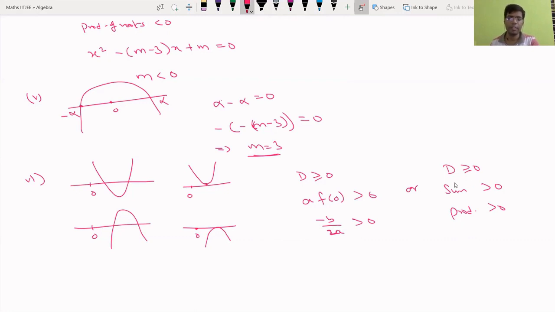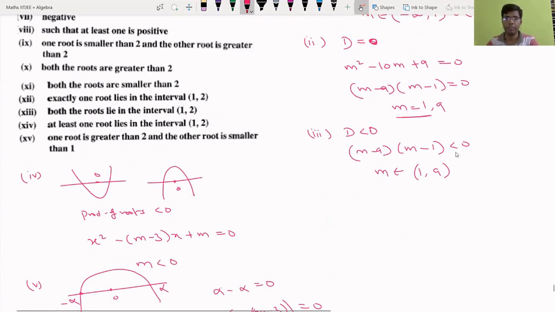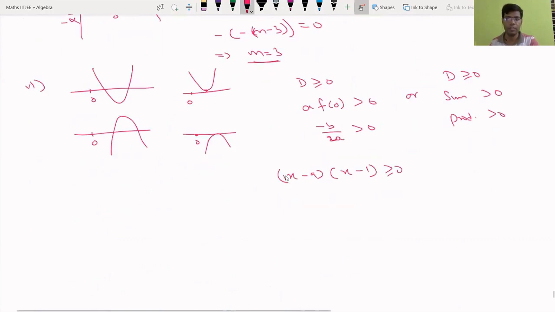So first let me take discriminant greater than equal to 0. For discriminant greater than equal to 0, again I'll get the same equation, m minus 9, m minus 1 greater than equal to 0, which we have got from here. So that means, again, this is 1, this is 9, plus, minus, plus. So m belongs to minus infinity to 1, in this case closed because it is greater than equal to, union 9 to infinity.